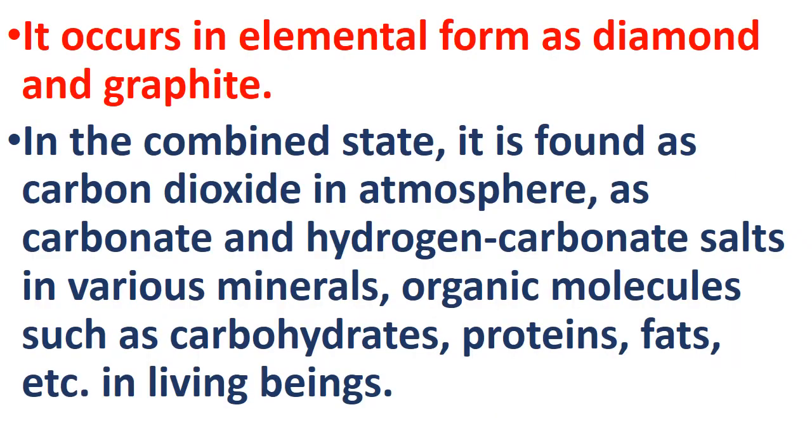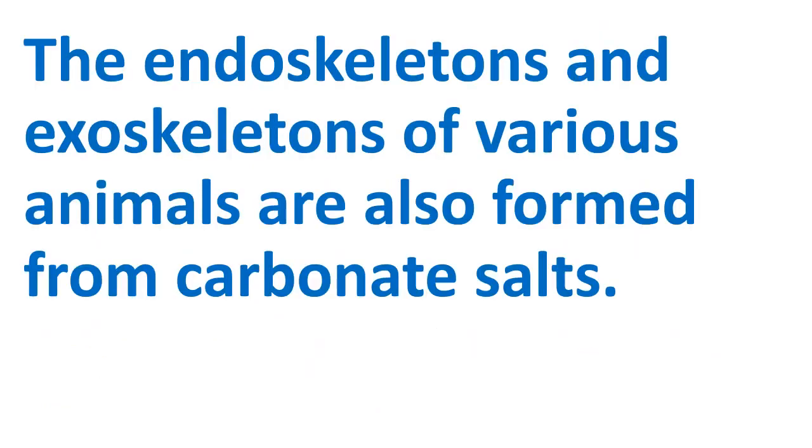Carbon occurs in elemental form as diamond and graphite. And it also occurs in the combined state such as carbon dioxide in the atmosphere or carbonate and hydrogen carbonate salts in various minerals. It is also found in organic molecules such as carbohydrates, proteins, fats, etc. in the living beings. Also, an interesting point about carbon is that the endoskeleton and the exoskeleton of the various animals are also formed from carbonate salt. This carbonate is a combined form of carbon.